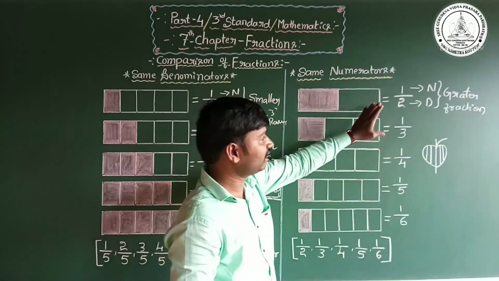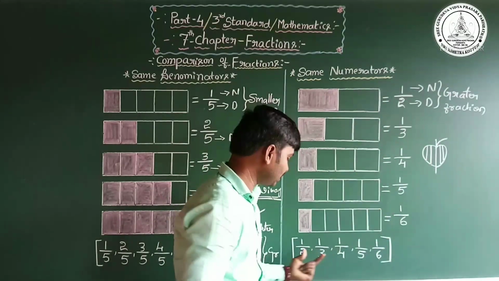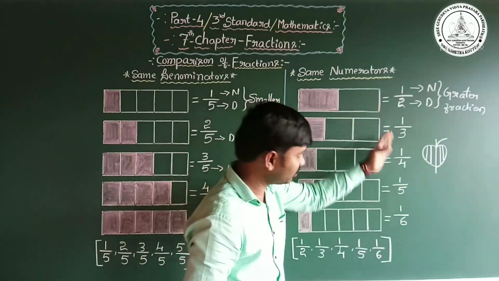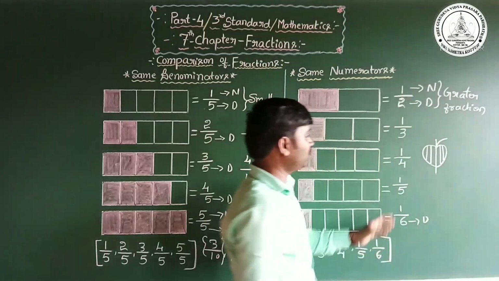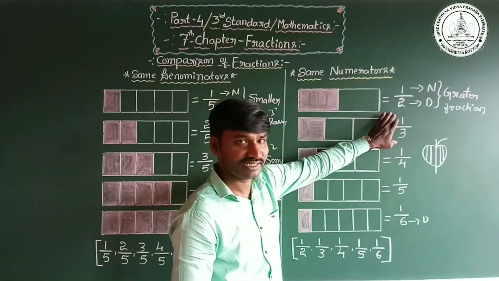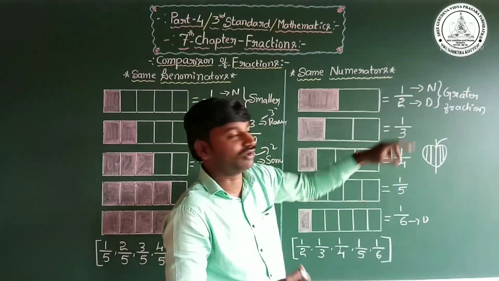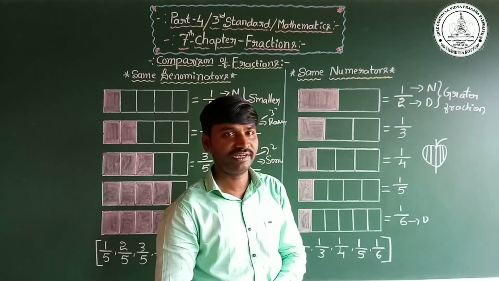So when the given fractions have the same numerator, 1, 1, 1, these are the same numerators. Next, the denominators. When the denominators change, the fraction with the smaller denominator is the greater fraction. Are you clear, dear student?